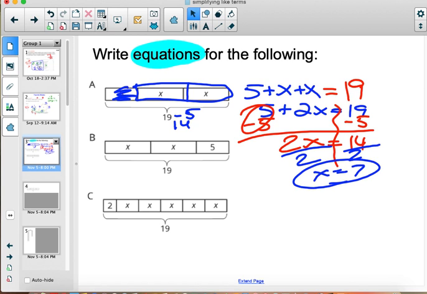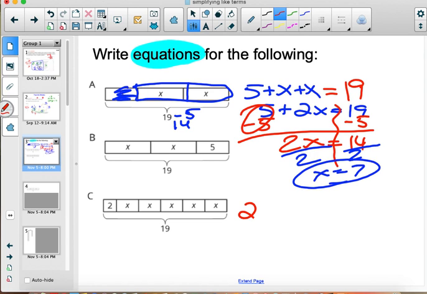Alright, somebody tell me, what is this one? Raise your hand and tell me what is written. Ian, what'd you get? I don't want the answer. I just want this as an equation. There we go. 2 plus x equals 19. Alright, I like a lot of what Ian has. He has 2 plus x equals 19.